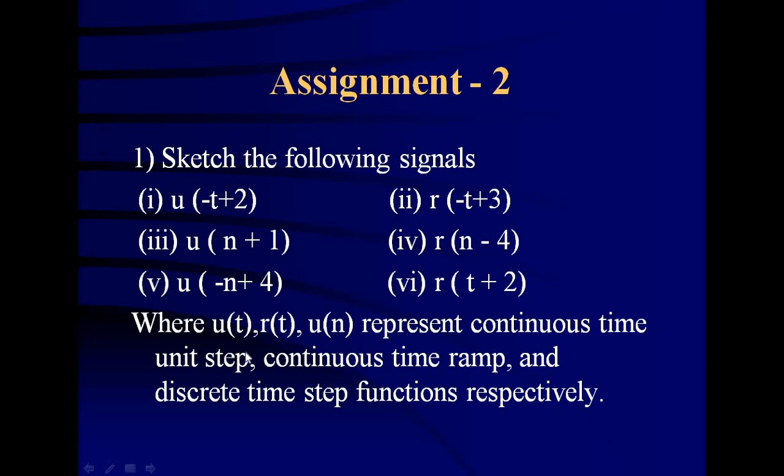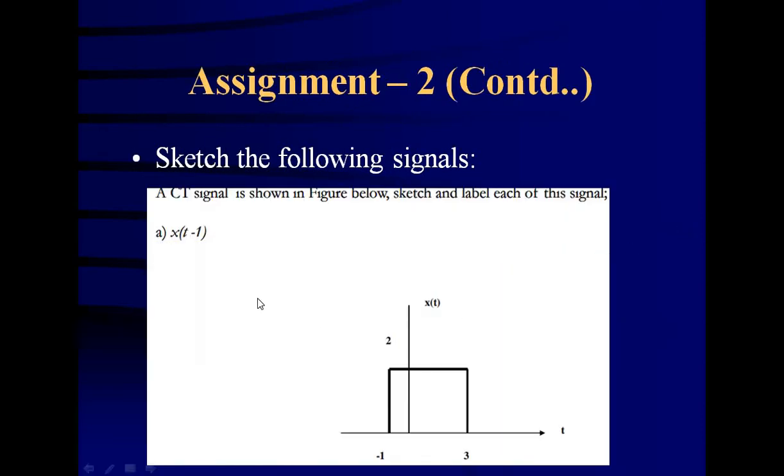So these are your basic signals. This is your unit step signal, discrete time signal. This is your unit step continuous time signal. This is your unit ramp for CT. This is your ramp signal for DT. So make use of your standard signals and perform the shifting operations to obtain the answers for this. Your second question is, you'll have to sketch the following signal. Given is a CT signal, and for this particular CT signal, you'll have to sketch x of t minus 1.